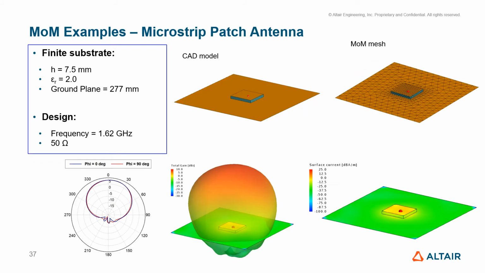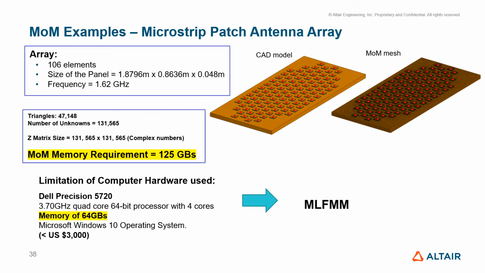By now we got the point that method of moments is capable of handling different types of antennas that we showcased so far. As one last example, I wanted to show a single patch on a finite ground plane, and its radiation characteristics at 1.62 gigahertz. At both principal planes, they look very symmetric because the structure is symmetric, and so do the surface currents as well as the radiation pattern.